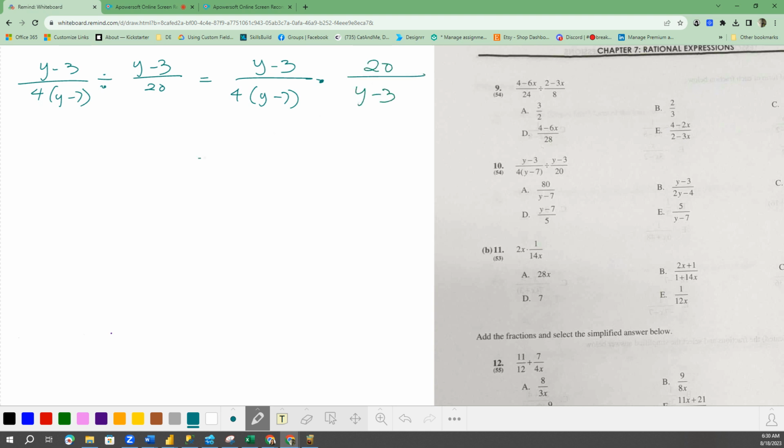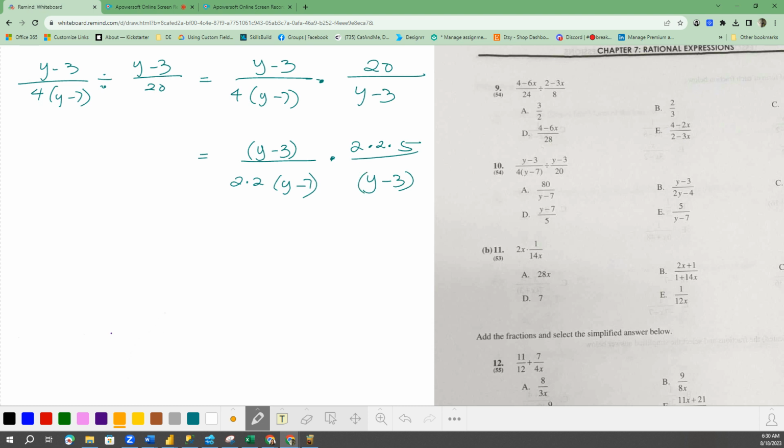Okay, all right, so now it's time to factor numerators and denominators. y minus 3 cannot be factored, so I'm just going to keep it as y minus 3 and put that inside parentheses. 4y minus 7: the 4 can be factored as 2 times 2, and then y minus 7 cannot be factored anymore. Okay, so now we're moving on to 20. That's going to be 2 times 2 times 5. And then y minus 3 cannot be factored, so it'll just be y minus 3 inside parentheses. Okay, so let's cancel.